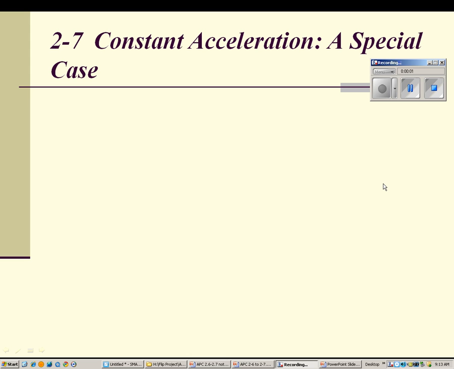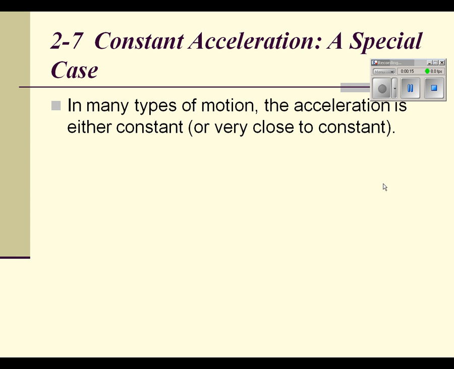Now we'll start the APC 2-7 section of the video. Constant acceleration, a special case. It's where the acceleration stays the same the whole time. That means the velocity is changing, of course, but the acceleration stays constant. In many types of motion, the acceleration is either constant or very close to constant.